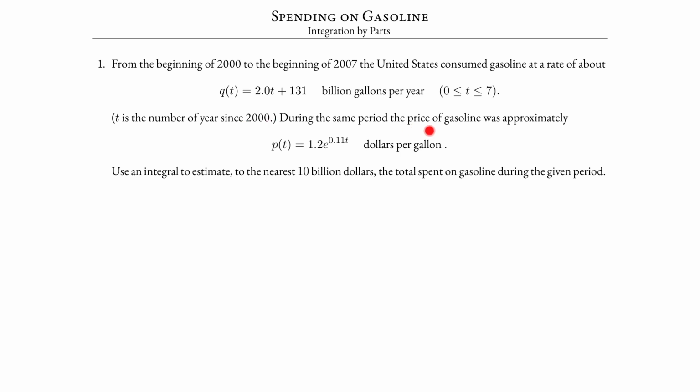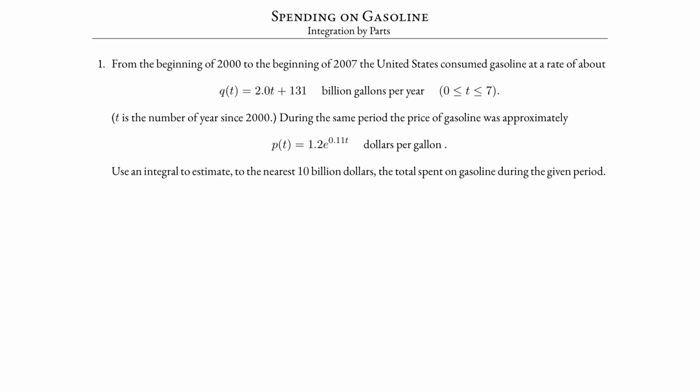During the same period, the price of gasoline was approximately P of T equals 1.2 e to the 0.11 T dollars per gallon. Use an integral to estimate, to the nearest $10 billion, the total spent on gasoline during the given period.